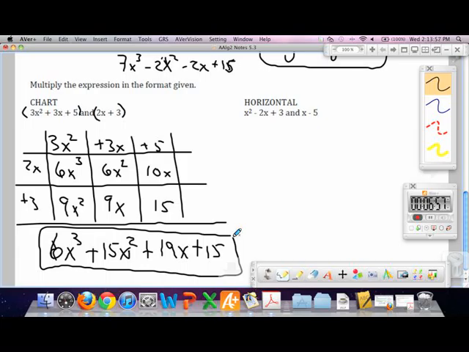You can do it horizontally using the distributive property, similar to FOIL. You can quote-unquote FOIL this if you want. Do we just do the chart? Oh, I'd recommend that.